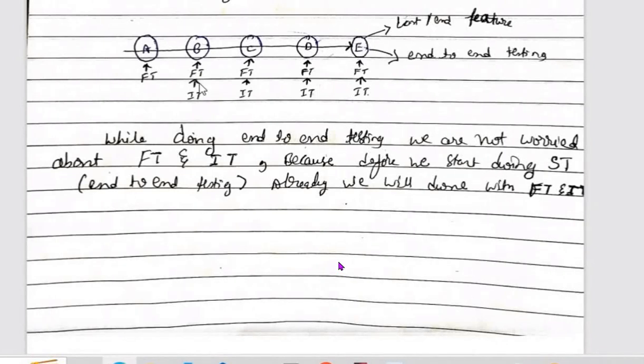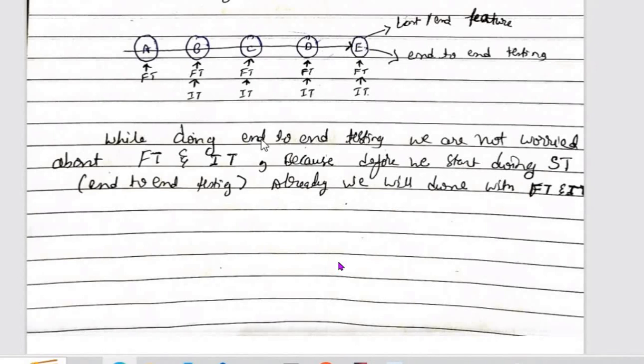In the same way, for system testing we need lots of modules, because it is end-to-end testing. After creating modules 1, 2, 3, 4, 5, we can do system testing. After creating three modules also, we can do system testing. So it is an end-to-end feature. First we do functional testing, after that integration, and then system testing. For this feature, we do functional testing, integration testing, as well as system testing. That is what we basically do in system testing.